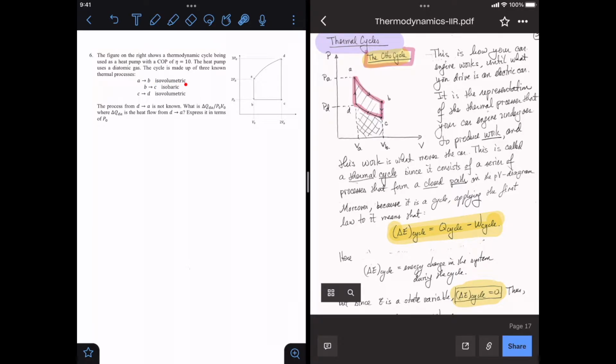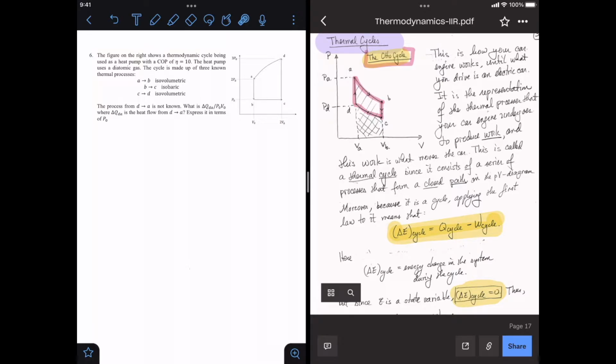So isovolumetric, as we go from A to B, we notice that the volume doesn't change, right? So volume here is V naught, volume here is V naught, because it's the same on the y-axis the entire time. From B to C, we have isobaric. So we notice that the pressure doesn't change here. At B, the pressure is P naught. At C, the pressure is P naught. The volume does change, but the pressure remains the same.